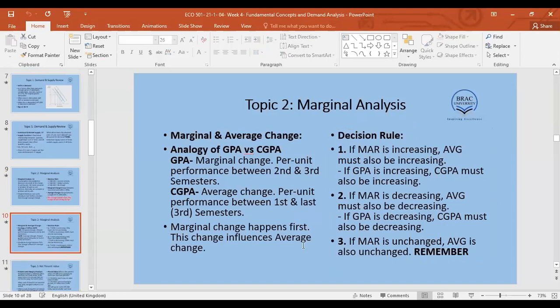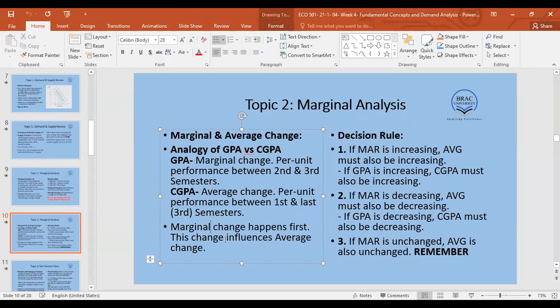Here it is. So we have the analogy of GPA and CGPA. GPA is the marginal change, the change in your particular semester, say between the second and third semesters. Once we finish the third semester, then we can calculate GPA. Once we have GPA, we can calculate CGPA. So marginal change always happens first, our GPA calculation. This change will influence your average change.